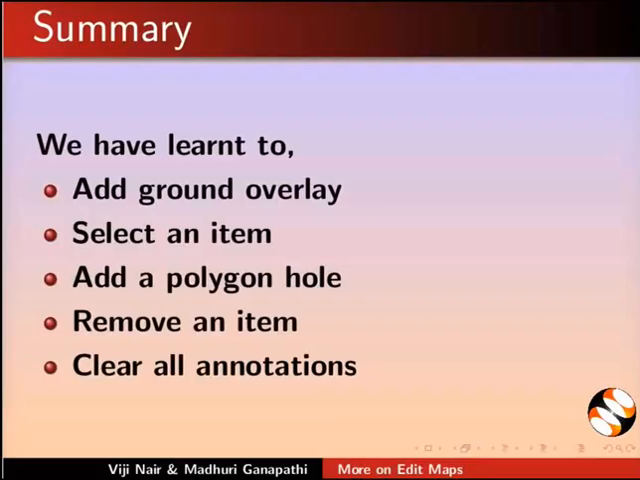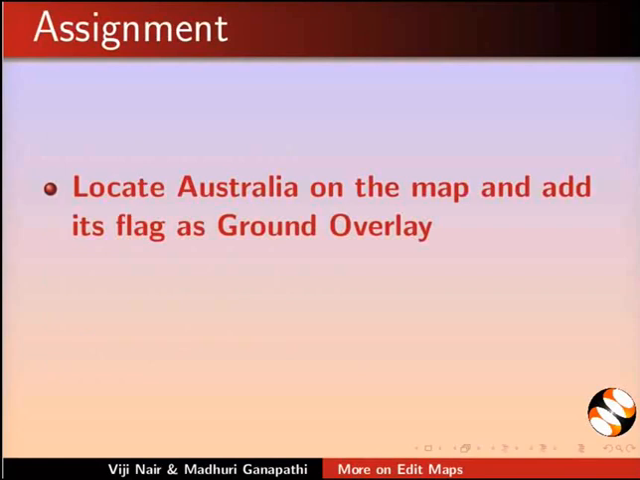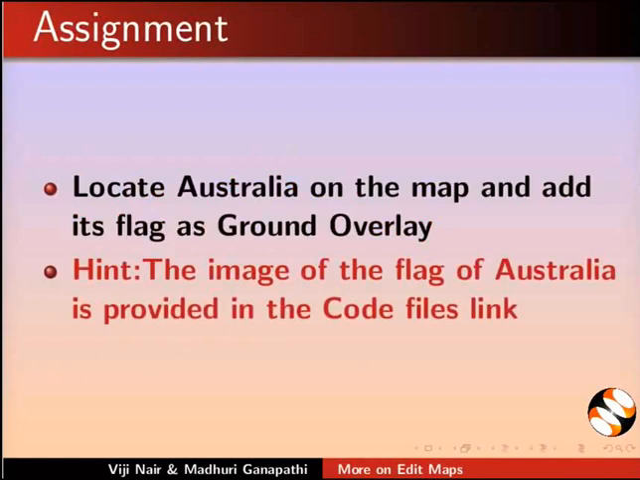Let us summarize. In this tutorial, we have learned to add ground overlay, select an item, add a polygon hole, remove an item, clear all annotations. An assignment for you. Locate Australia on the map and add its flag as ground overlay. Hint: the image of the flag of Australia is provided in the code files link.